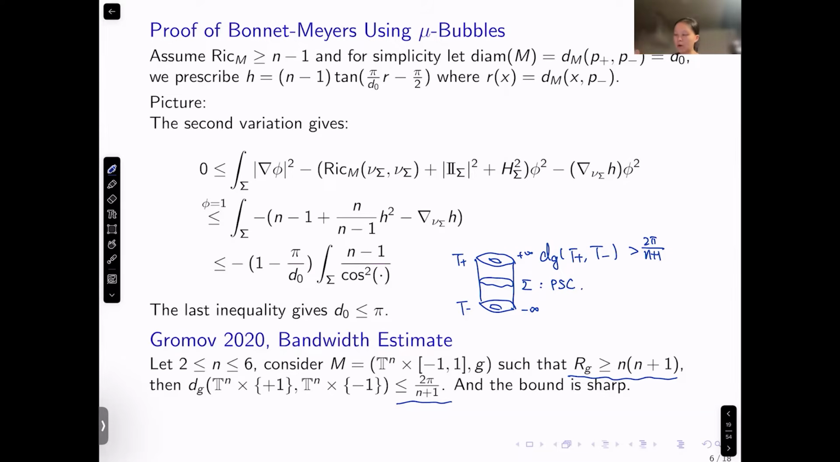Now, but also because of the structure of the band, sigma also maps to the torus T^n with non-zero degree. And that's a contradiction because we know the torus does not have a metric of PSC, at least in this range. So you can prove this using mu-bubbles.